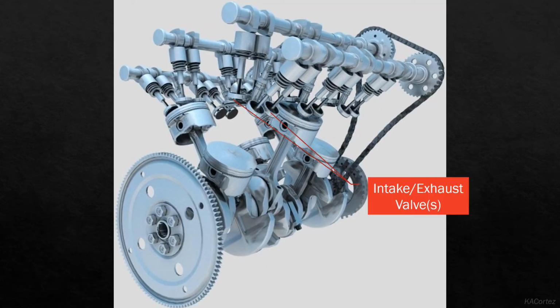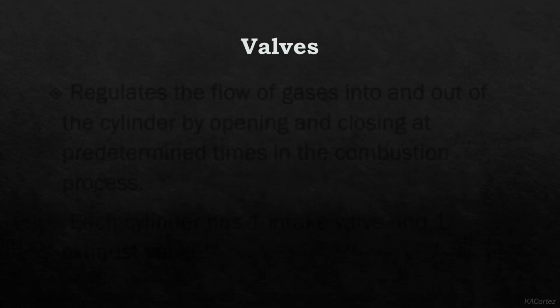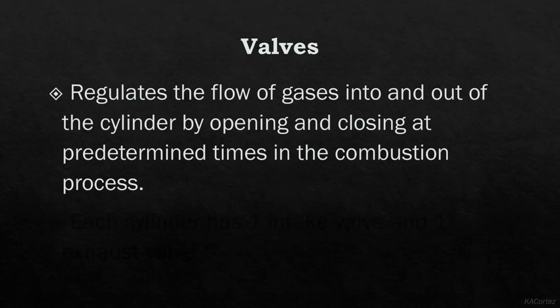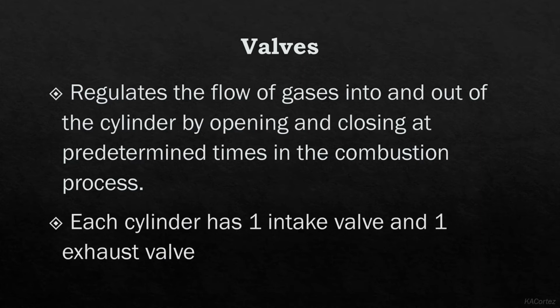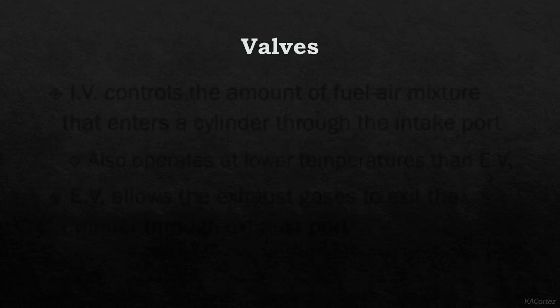Next are the intake and the exhaust valves. So let's define what a valve is. Valves regulate the flow of gases into and out of the cylinder by opening and closing at predetermined times in the combustion process. Each cylinder has one intake valve and one exhaust valve.